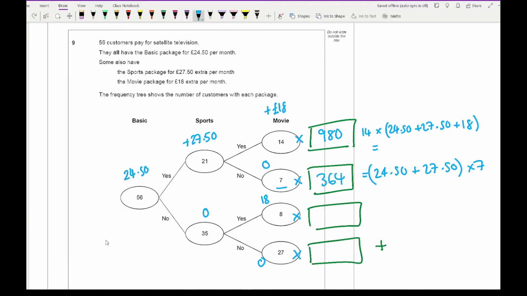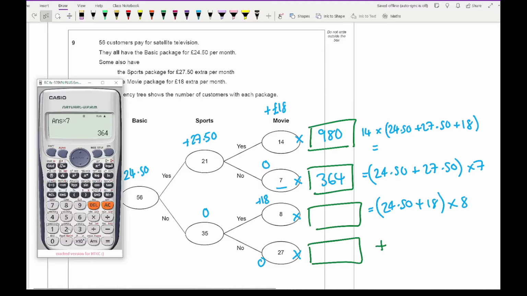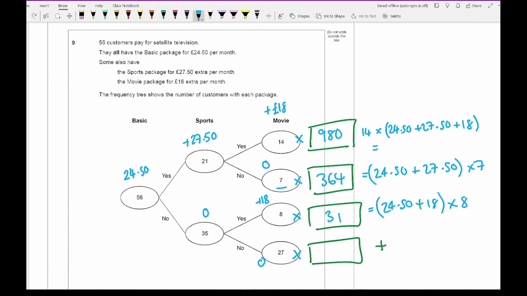Then for the third option, what we need to do is add £24.50 plus 18, and there are 8 people with this package, so we need to multiply that by 8. So again, on the calculator, £24.50 plus £18, and we're going to multiply that by 8, in which we get 340.